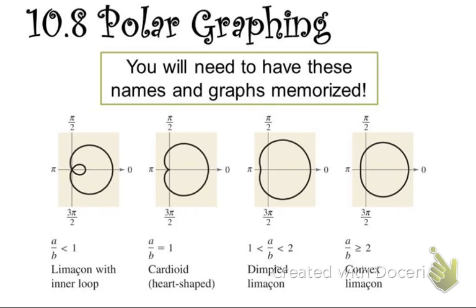The first is a limacon with an inner loop, so you can see that inner circle inside the graph. The next one is a cardioid, and the reason it's called a cardioid is because it looks like a heart. The third picture is a dimpled limacon, so you can see that it kind of dips in on the left-hand side, but doesn't come to a real point. And then the last limacon is a convex limacon. You can see it's kind of flat on the left-hand side. It doesn't dip in or protrude out on the other side. It's just real flat on one side.